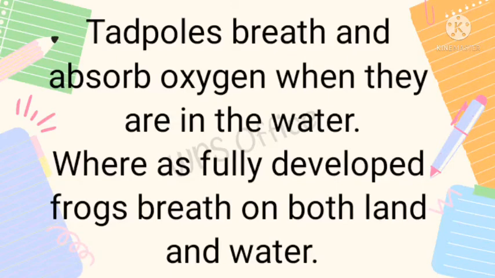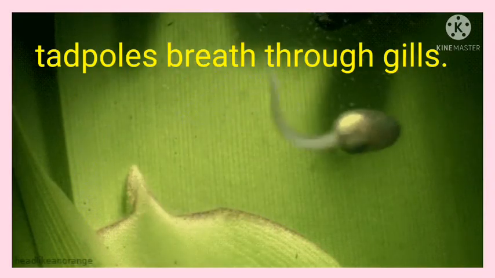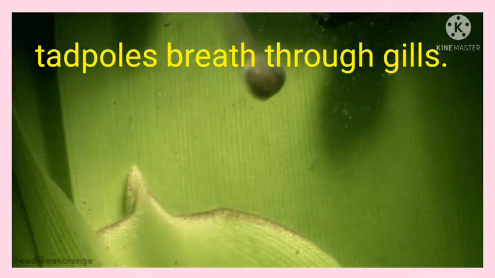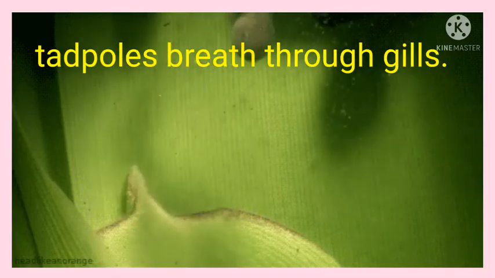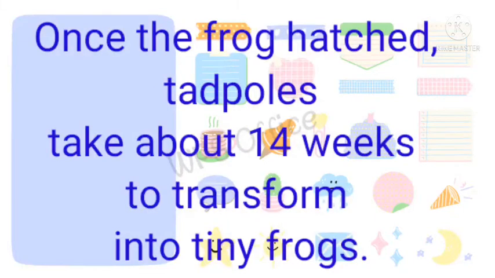Tadpoles breathe and absorb oxygen when they are in water, whereas fully developed frogs breathe on both land and water. You see, tadpoles can only survive in water. Fully developed frogs survive in water and on land, but tadpoles only survive in water because they can only breathe with their gills. But adult frogs survive on both land and water.